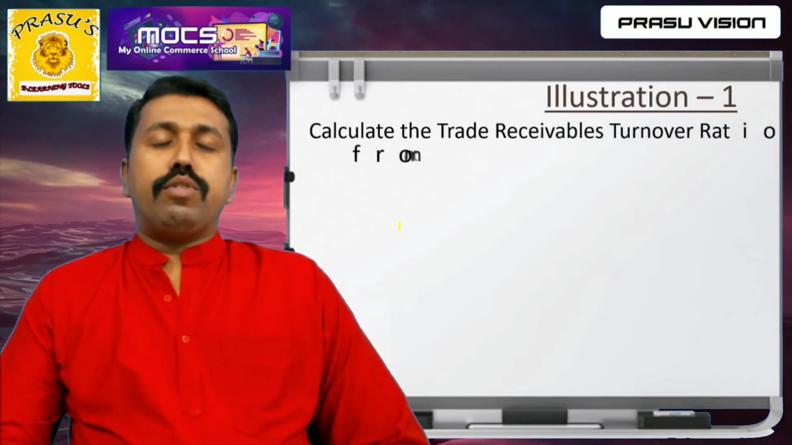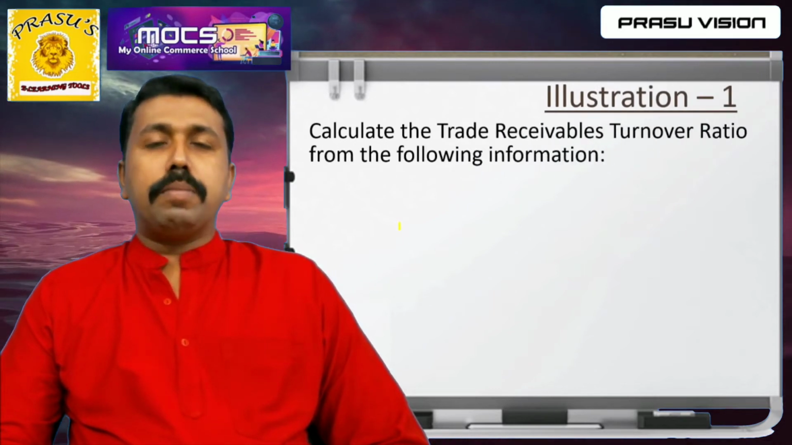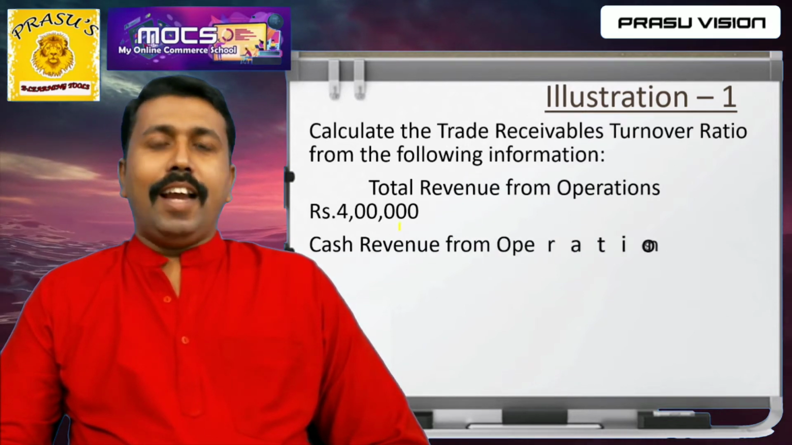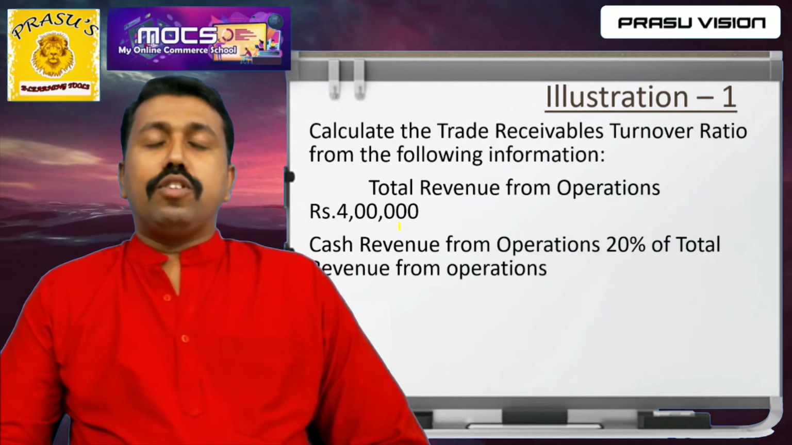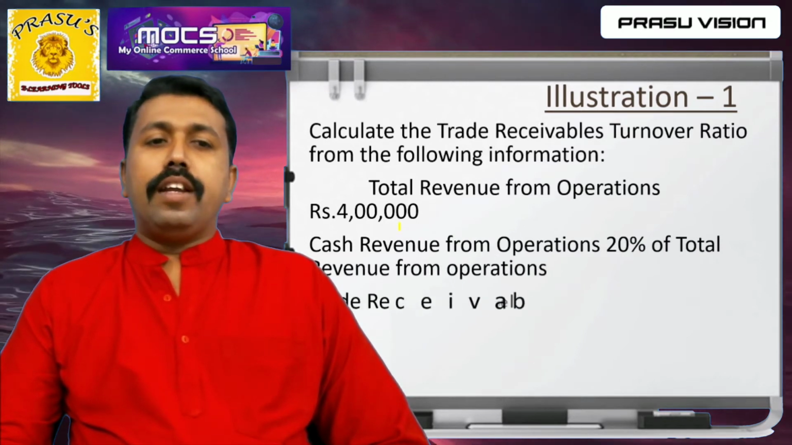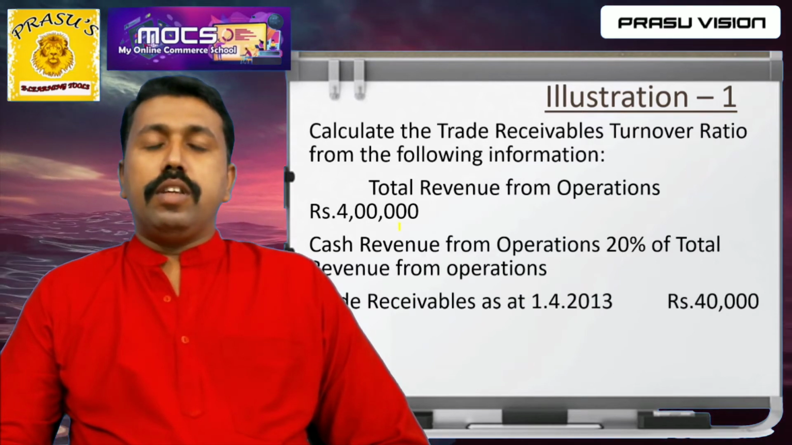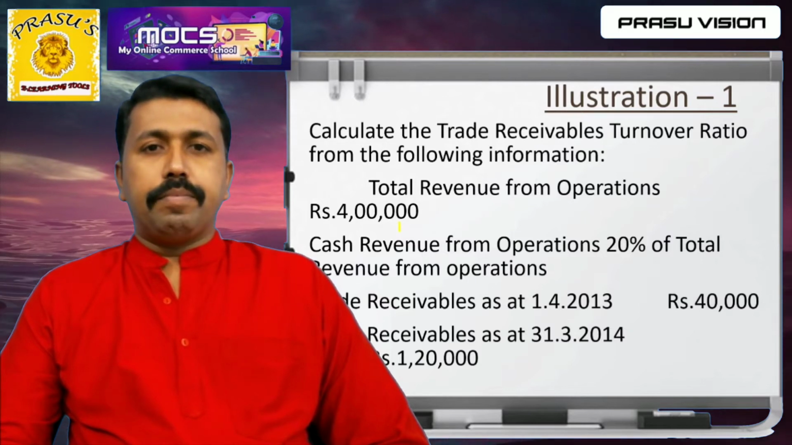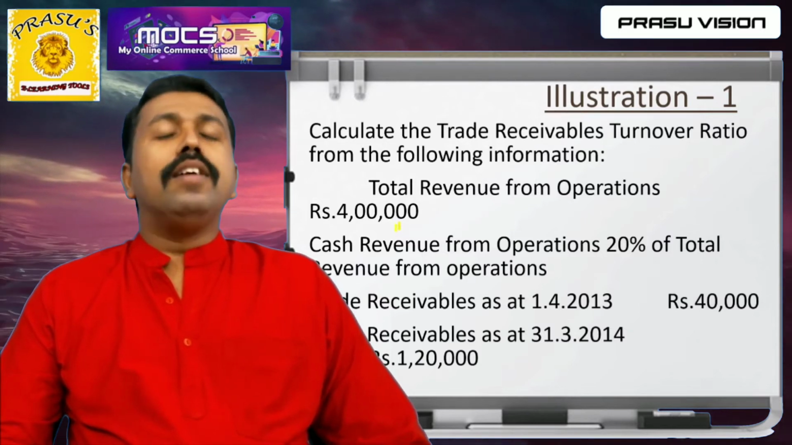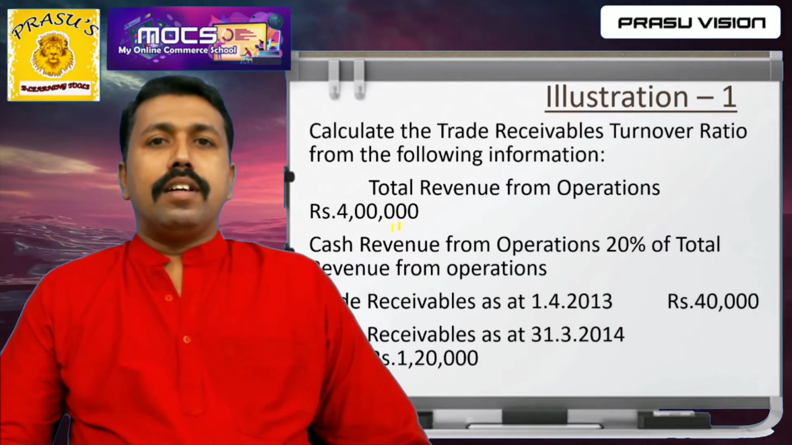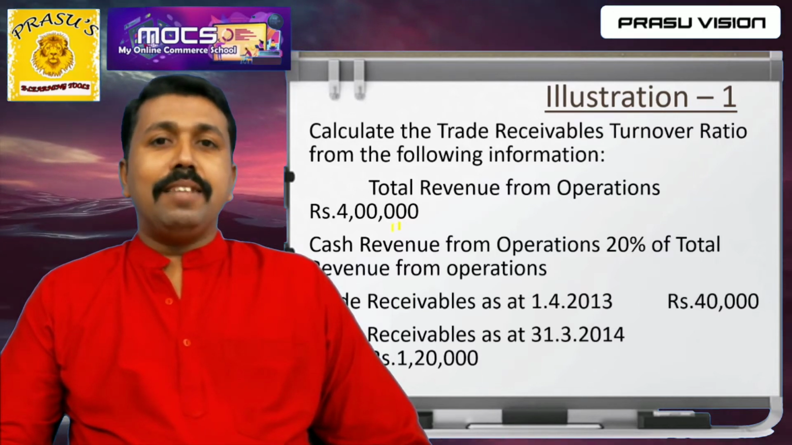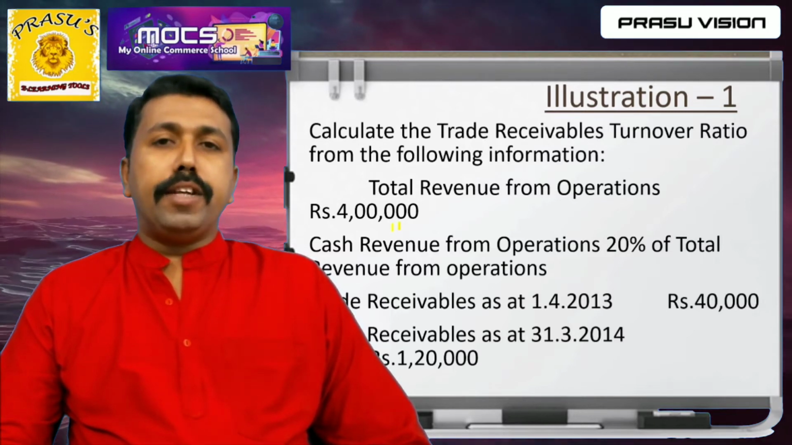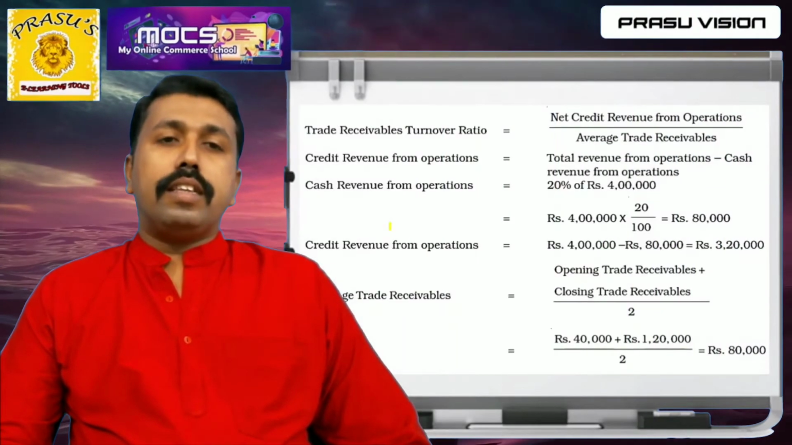So just look at that. We have to calculate the trade receivable turnover ratio from the following information. Total revenue from operation is 4 lakh and cash revenue from operation is 20% of the total revenue, and trade receivable on the opening date is 40,000, closing date is 1,20,000. We have to find out the average trade receivable, just like the calculation of average inventory: opening trade receivable plus closing trade receivable divided by 2. So let us look at the solution.